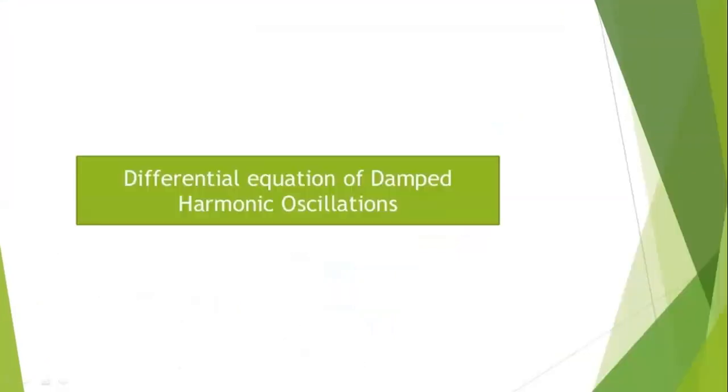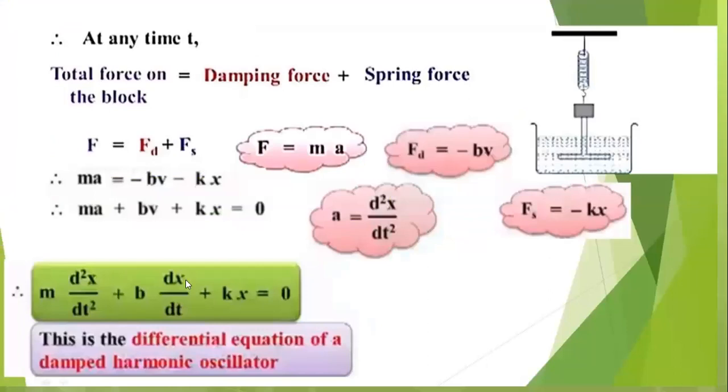Differential equation of damped harmonic motion. What is damped harmonic motion? It means the motion in which its amplitude decreases with respect to time. There are two factors which affect the motion: one is the damping force and the second one is the restoring force. Damping force is directly proportional to the velocity, so F is equal to minus bv, and this is the restoring force, F is equal to minus kx. So total force is equal to Fd plus Fs, where Fs is the restoring force. Put the values, we get the differential equation for damped oscillation.